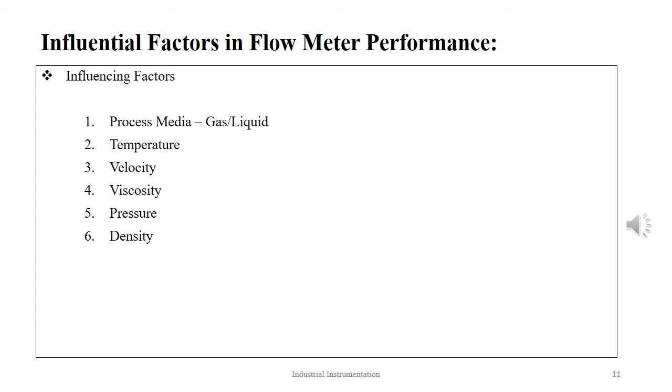In the process of flow measurement and its performance, there are a few factors that influence and affect the flow measurement output. These factors are process media, which can be gas or liquid, the temperature of the environment, velocity of the fluid, viscosity of the fluid, pressure around the fluid, and the density of the fluid.